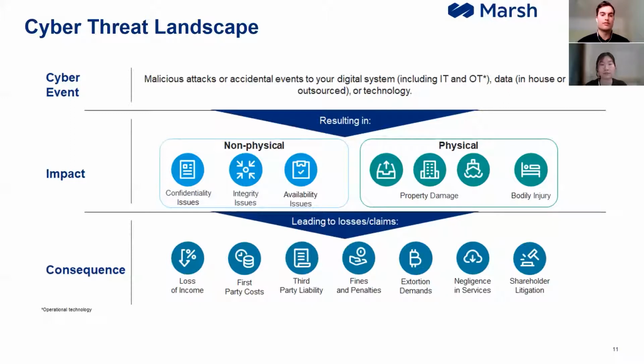There can be a wide variety of impacts to a business after a cyber event, which could be non-physical or physical in nature. A non-physical impact could include confidentiality issues, which relate to a breach of privacy, integrity issues, which relate to the unauthorized disclosure of confidential data, availability issues, which means that data will not be available for the business to operate, or they could be physical in nature. Some physical impacts include property damage or bodily injury. Property damage and bodily injury, it's important to note that these are often excluded under a cyber policy under the exclusions.